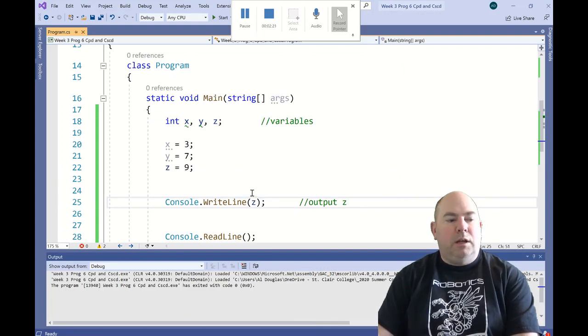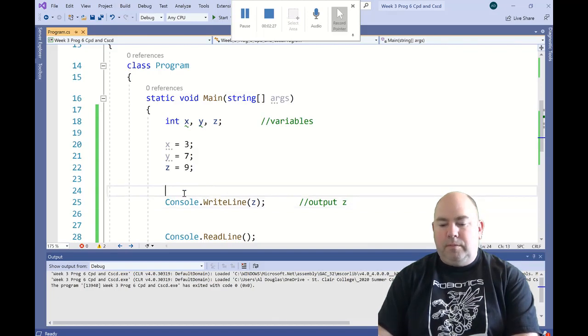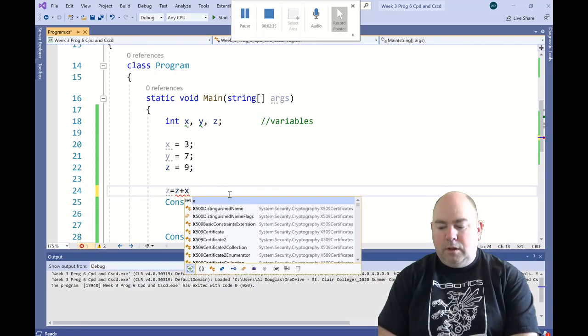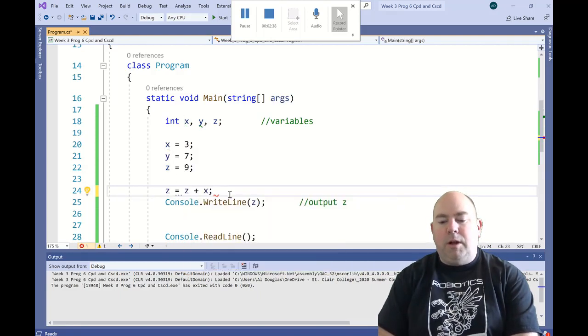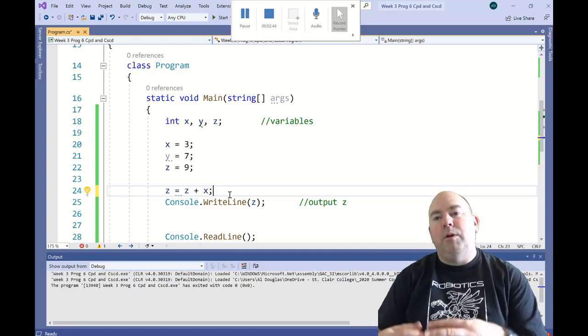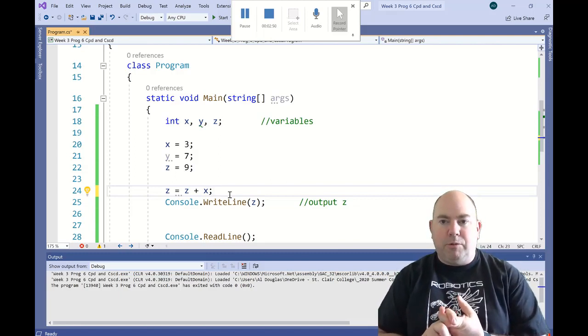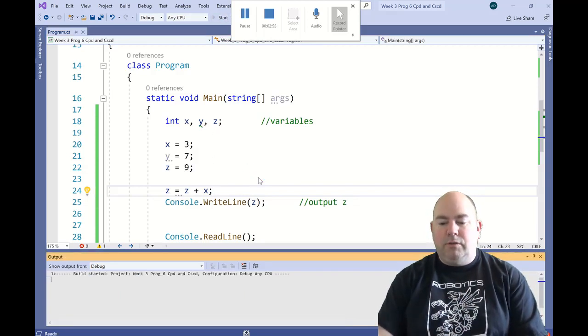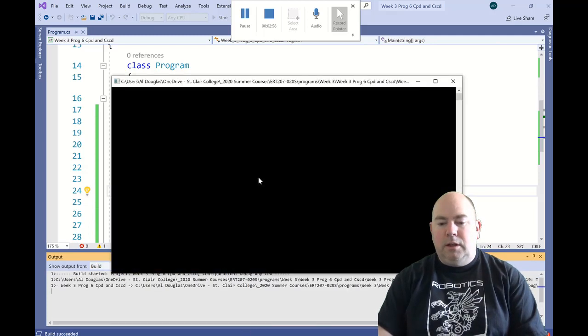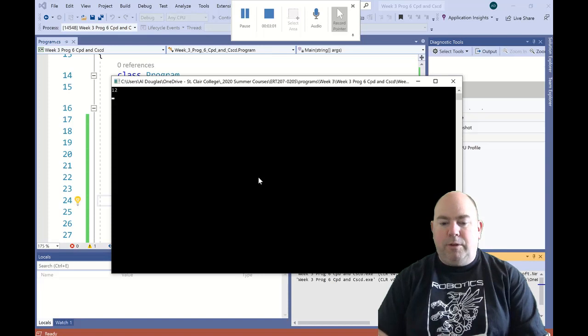Now if we want to say how do we make z something different? So we could say z equals z plus x. If we write that on there, we're going to take z and redefine it. We're going to say it is now equal to its original value plus the value of x, which was 3. So that should now give us a value of 12. It's going to be output. Let's see that in action. That should give us a value of 12. There we go, value of 12.